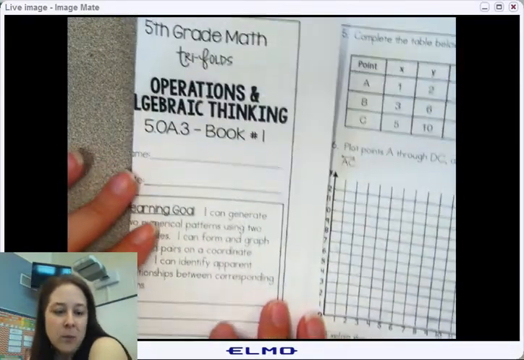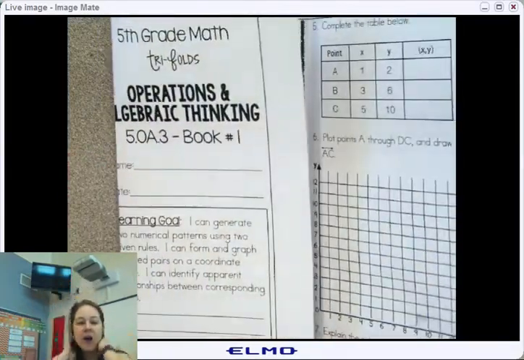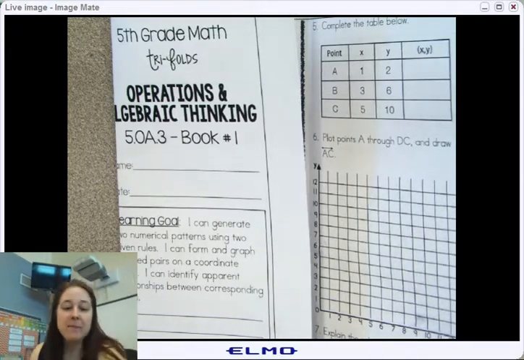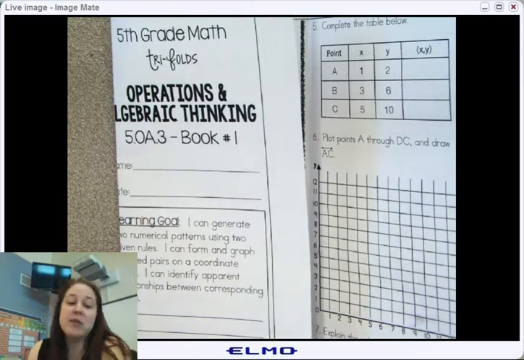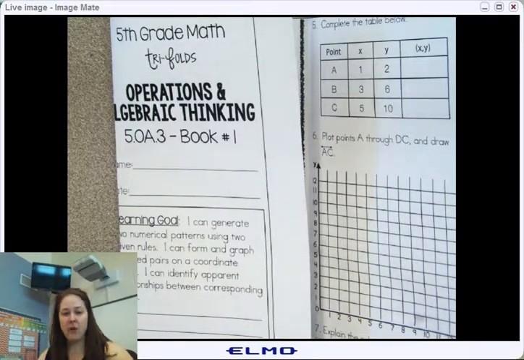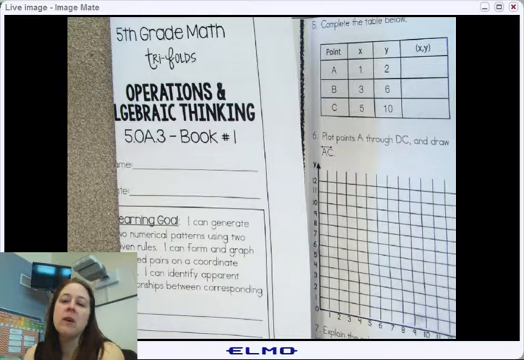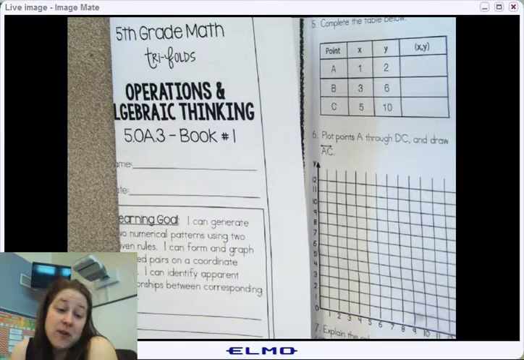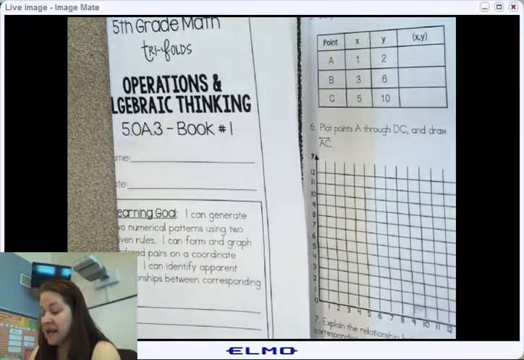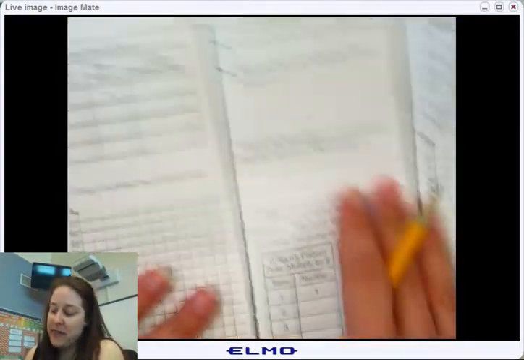Okay, guys, we're back here with 5.OA.3. This will tie into your geometry unit in a sense. It also ties in when we talked about 5.OA.2, with our rules and our patterns. But now we're going to use our rules and patterns and put them in a coordinate point. So this is the nice part about applying actually more than one thing.